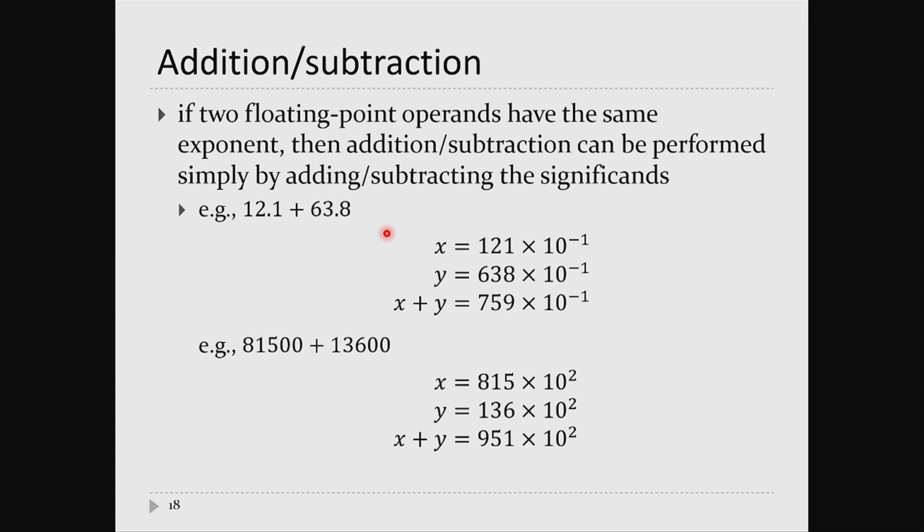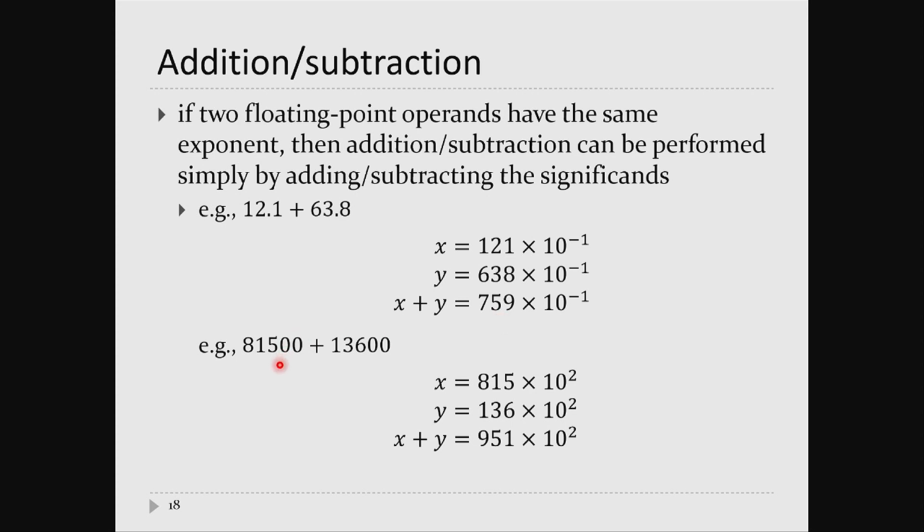So to add or subtract two values that have the same exponent, life is easy. You just convert those two numbers to their floating point representation. So 12.1 is 121 times 10 to the minus 1, and 63.8 is 638 times 10 to the minus 1. Exponents are the same. Add the values, you get 759 times 10 to the minus 1. Easy peasy.